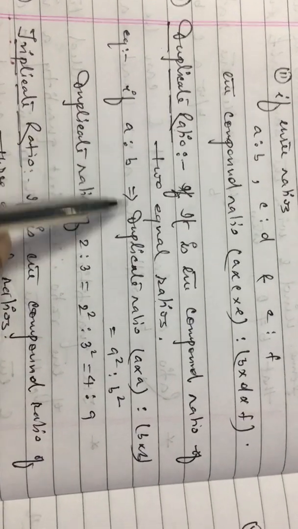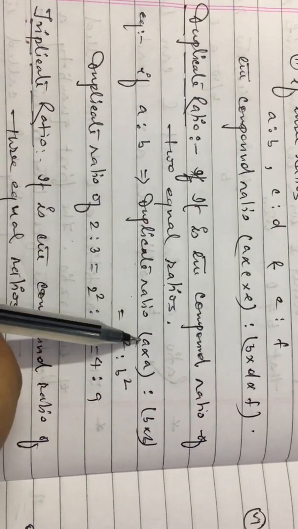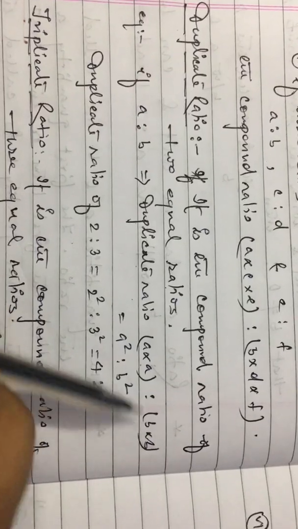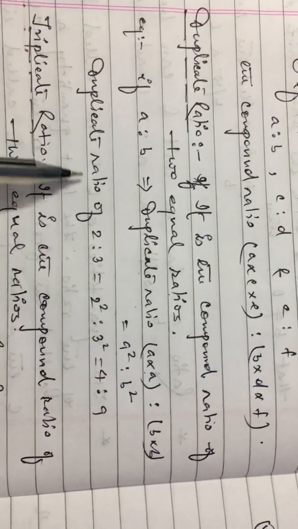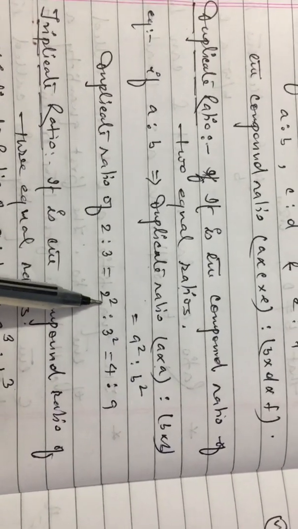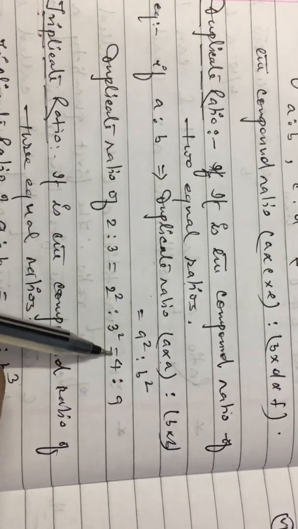Suppose A is to B. Now see, the duplicate ratio is A into A and B into B, which means A square and B square. Simply you can do that like that. The duplicate ratio of 2:3 is the square of 2 and the square of 3, that is 4:9.